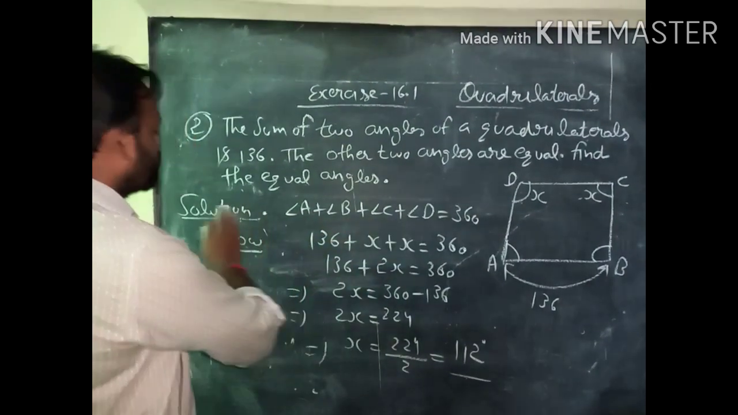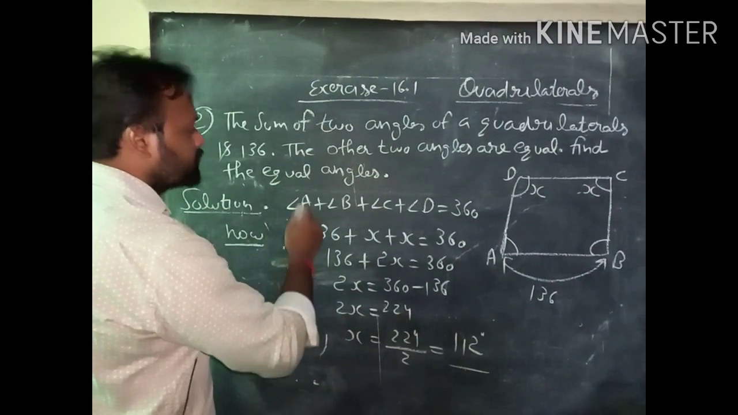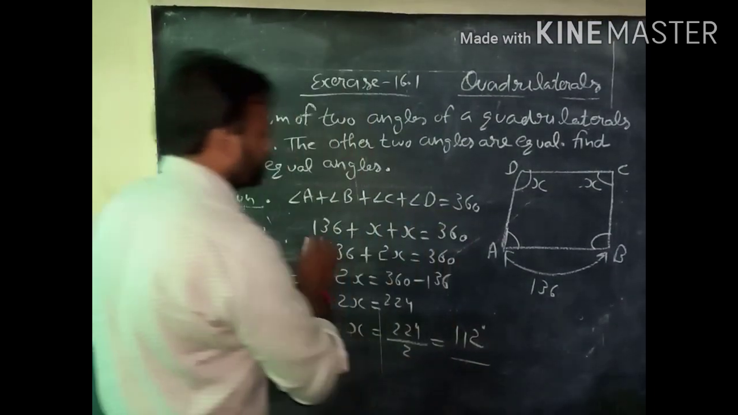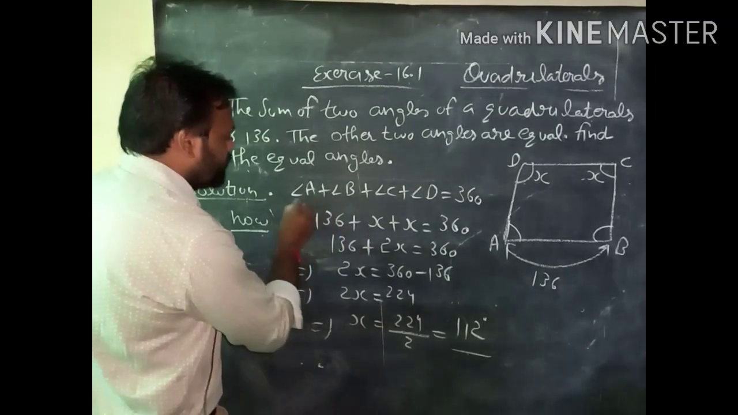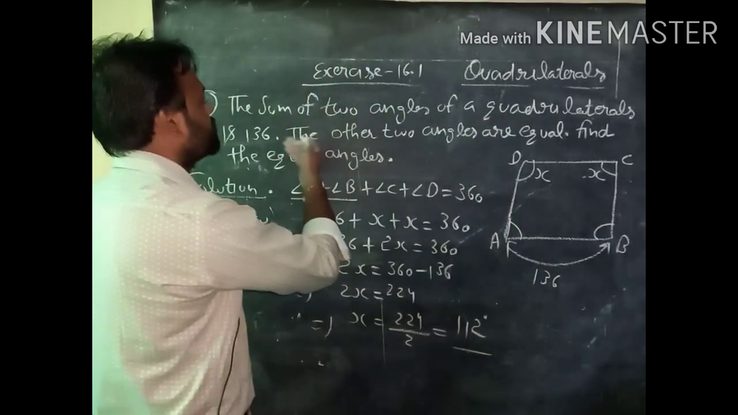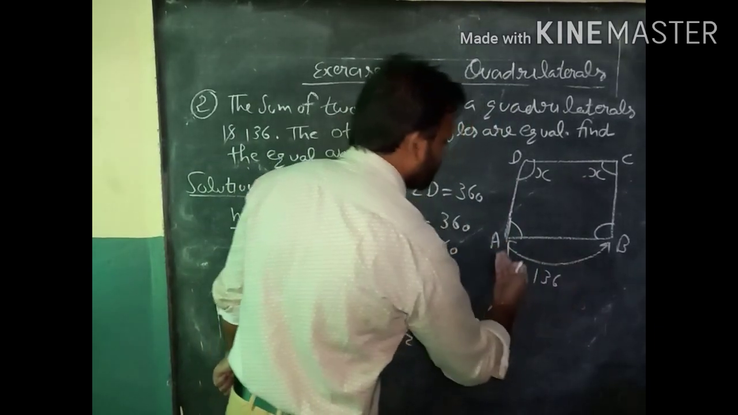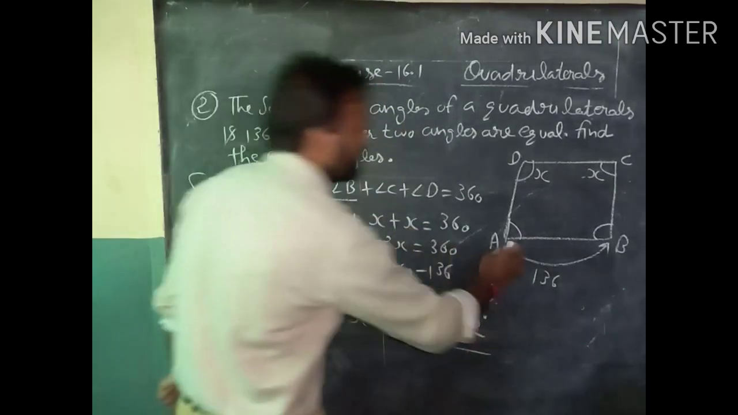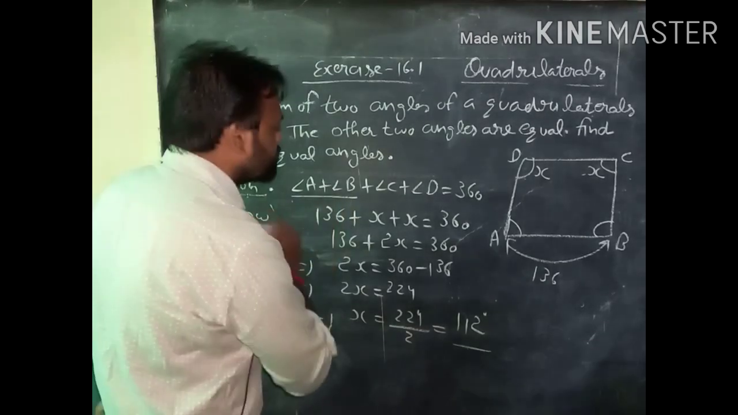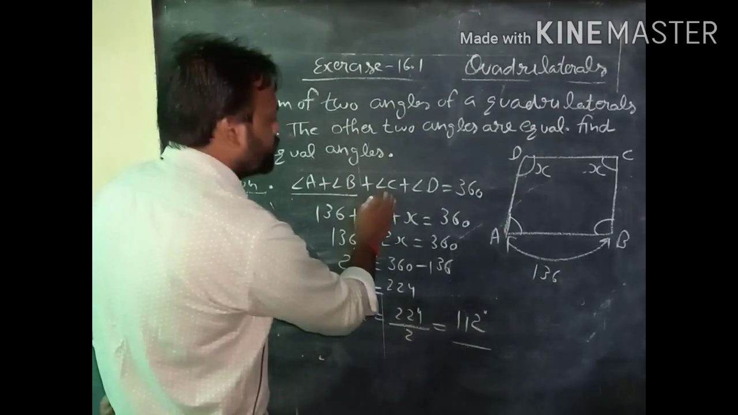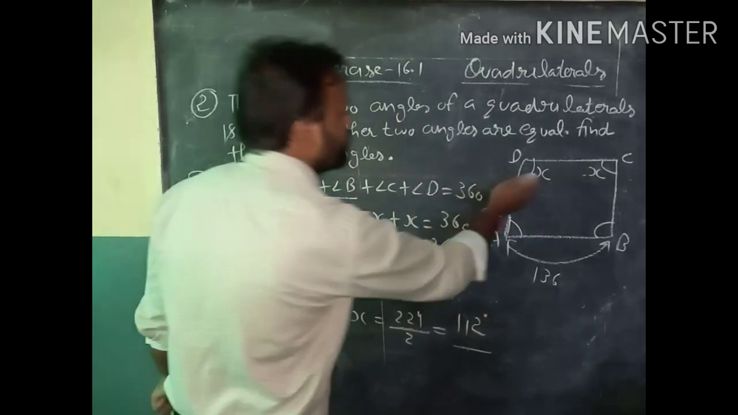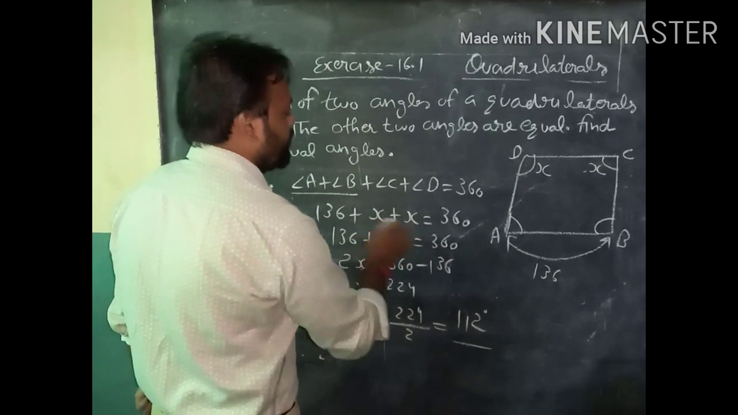Now you can see the solution. We know the angle sum property of the quadrilateral: the sum of all the angles is equal to 360. The sum of the two angles A and B is already given as 136. So I put the value 136 here and then a plus sign as it is, and we suppose the value of angle C is X and the value of angle D is X, because both angles are the same.